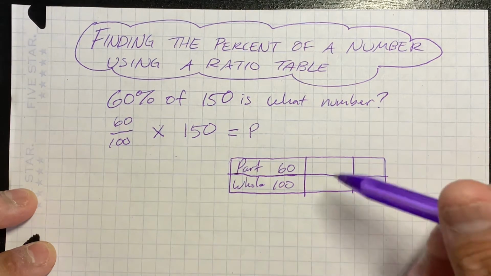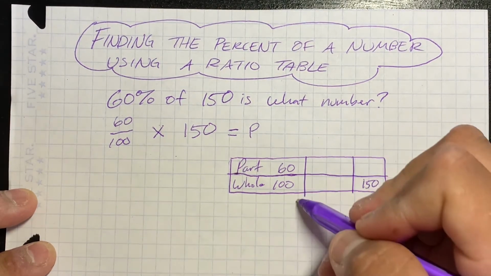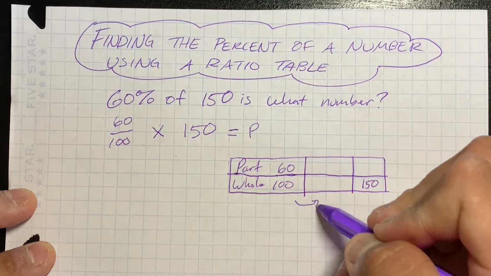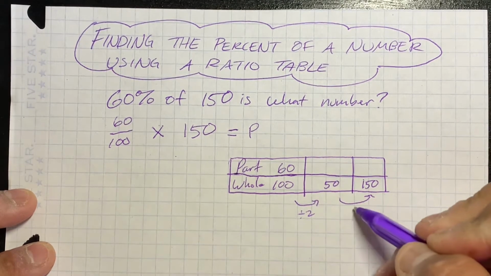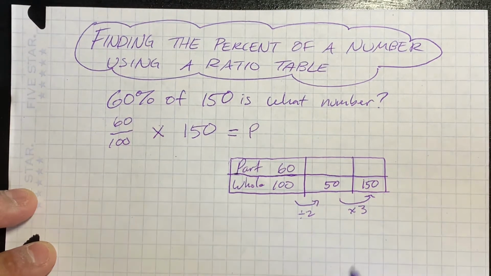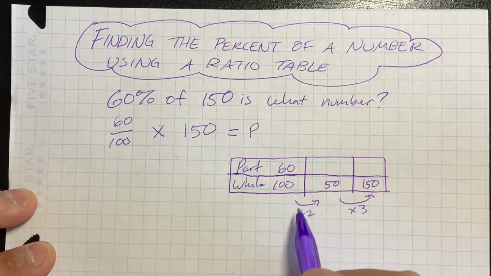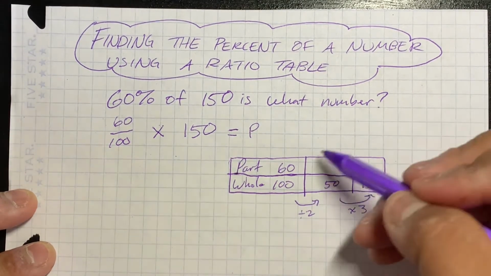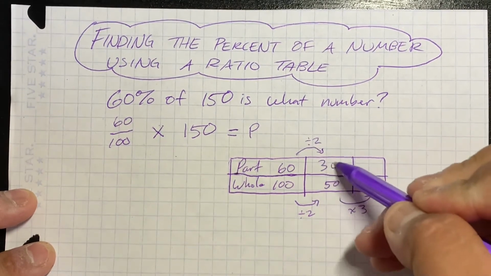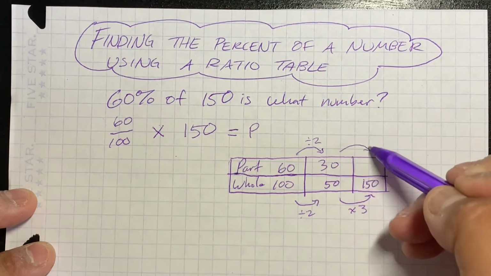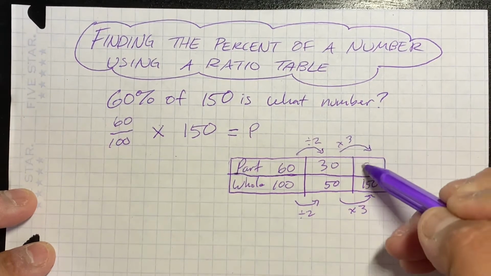So let's say half of 100. Half of 100 is 50, and then 50 times 3 would be 150. So what we did to the bottom, we're going to do to the top. So half of 60 is going to be 30, and then 30 times 3 is going to be 90.